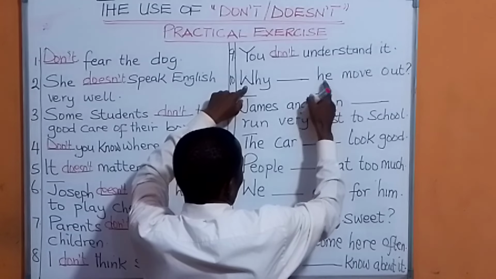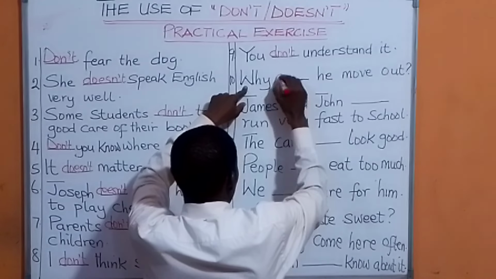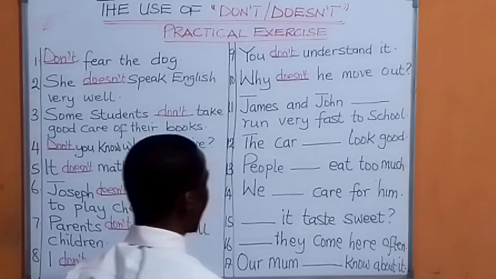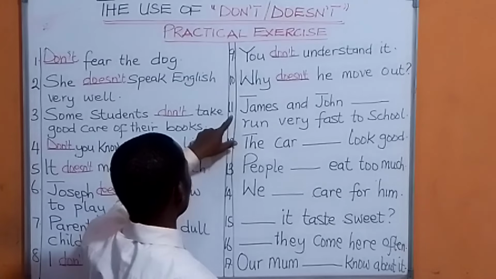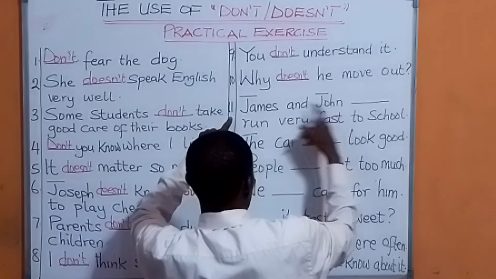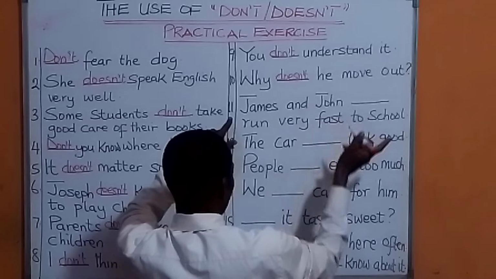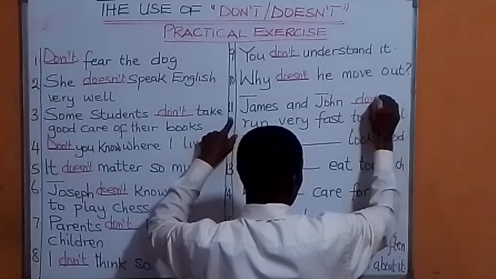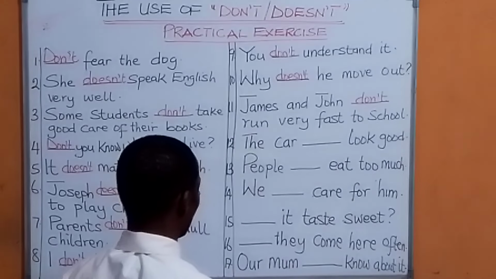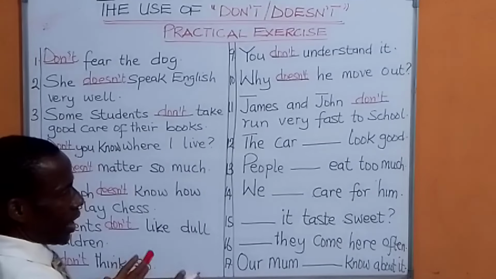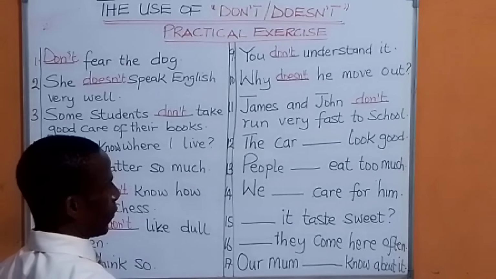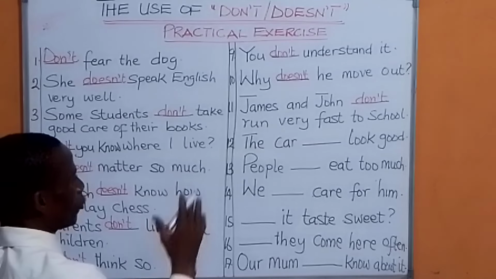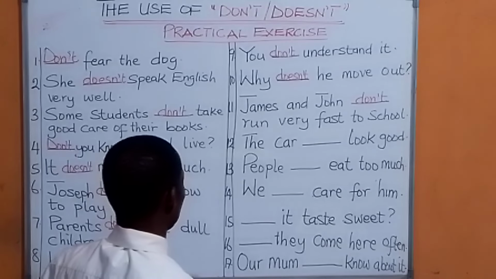Here is he, move out. What are you going to put here? Why doesn't he move out? Let's go to number 11. James and John, plural now. It's not one person, it's James and John, two people. James and John don't run very fast to school. If it's James, you say James doesn't run very fast to school. Or John doesn't, but when they are plural, more than one, James and John don't run very fast to school.